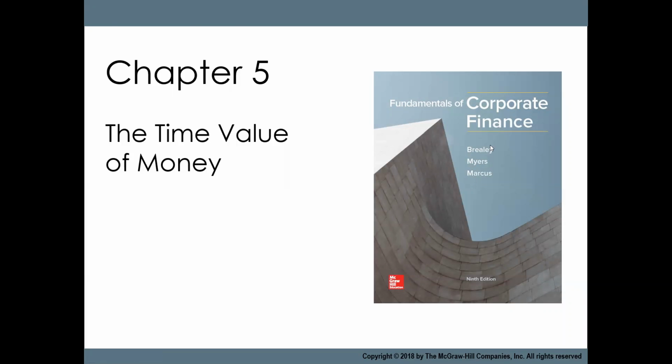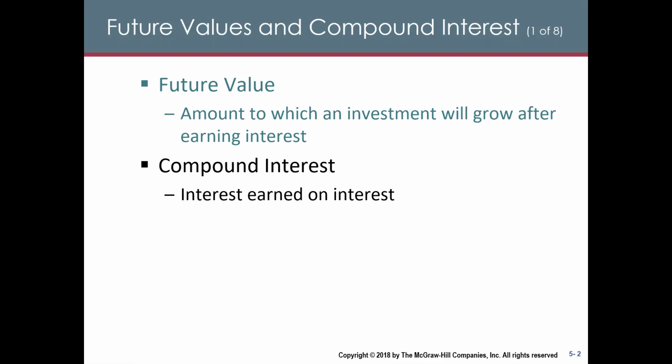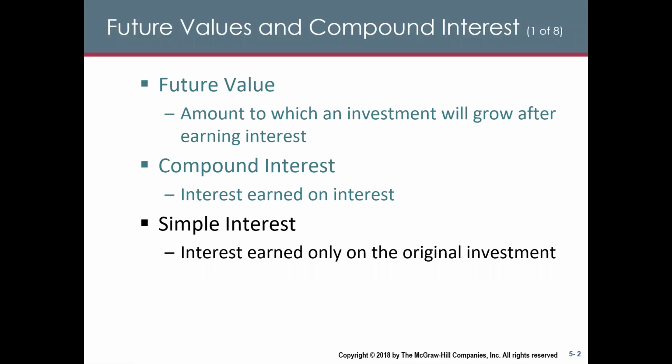So first, definition. The future value refers to the amount to which an investment will grow after earning interest. And there are two ways to calculate the interest. So the first is the compound interest, which means we can earn interest on the previously earned interest. Okay. Second is simple interest. The interest is only earned on the original investment. The previously earned interest will not generate future interest. Okay, so let's get into some examples.